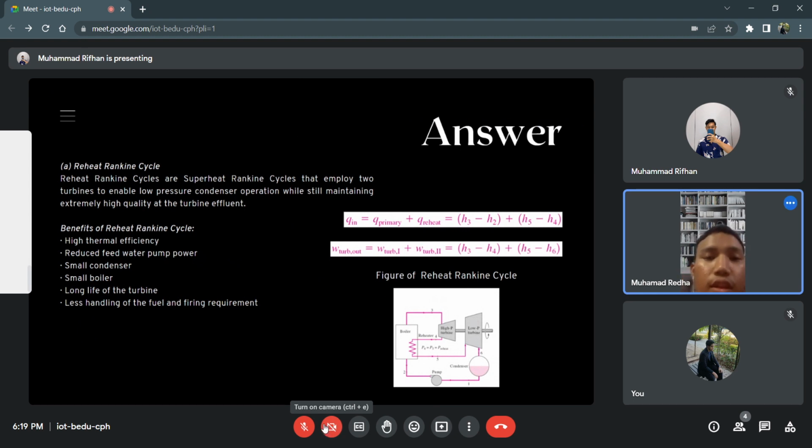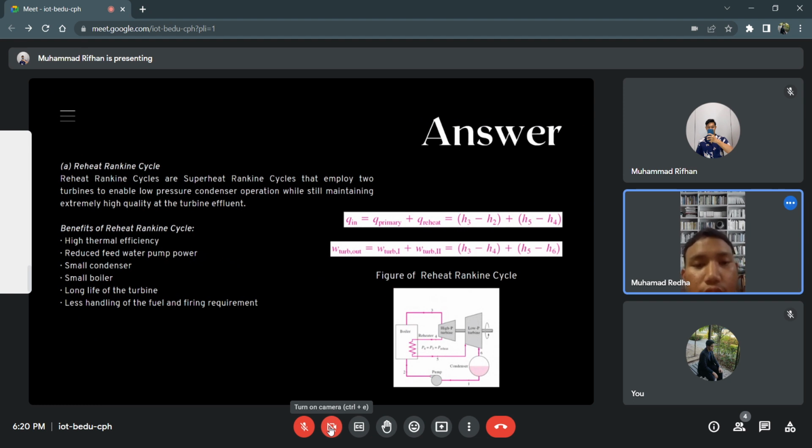reheat Rankine cycle. Reheat Rankine cycles are superheat Rankine cycles that employ two turbines to enable low pressure condenser operation while still maintaining extremely high quality at turbine effluent. Benefits of reheat Rankine cycle: first, high thermal efficiency. Second, reduced peak water pump power. Third, small condenser. Fourth, small boiler. Fifth, long life of the turbine. And sixth, less handling of the fuel and firing requirement.